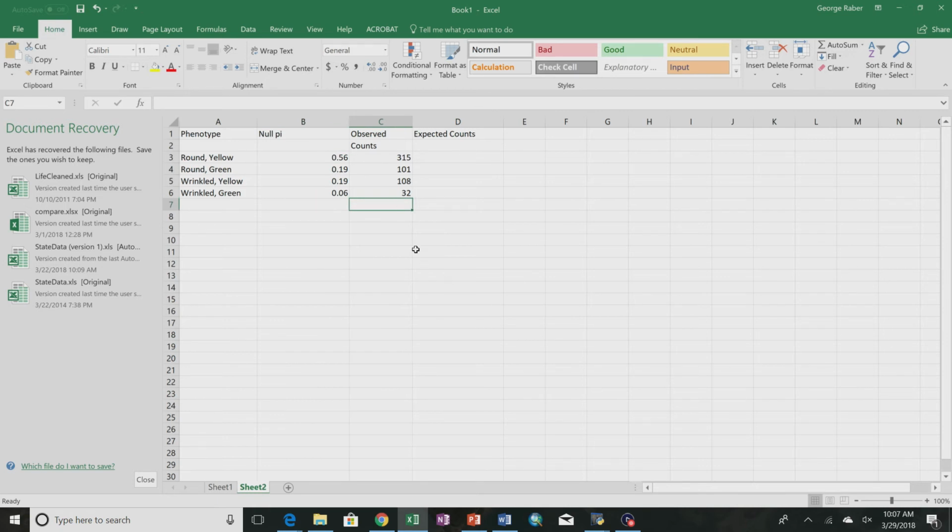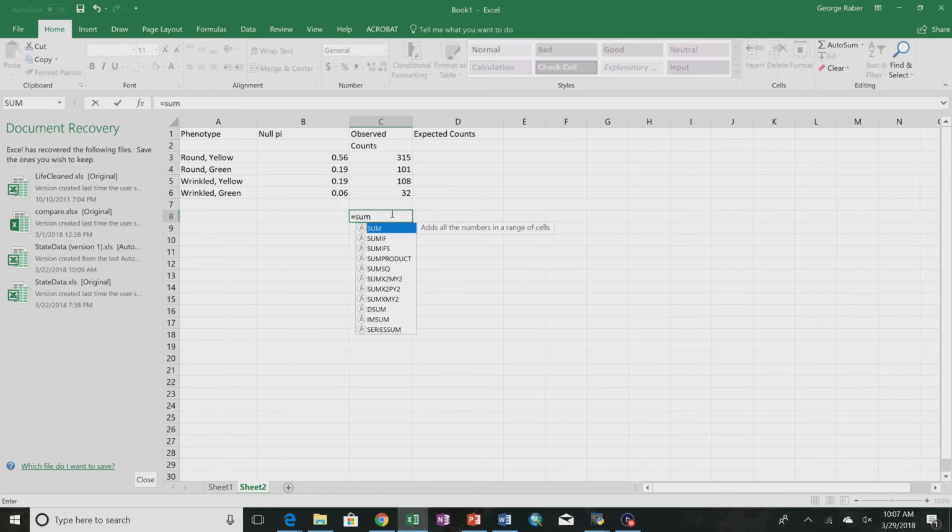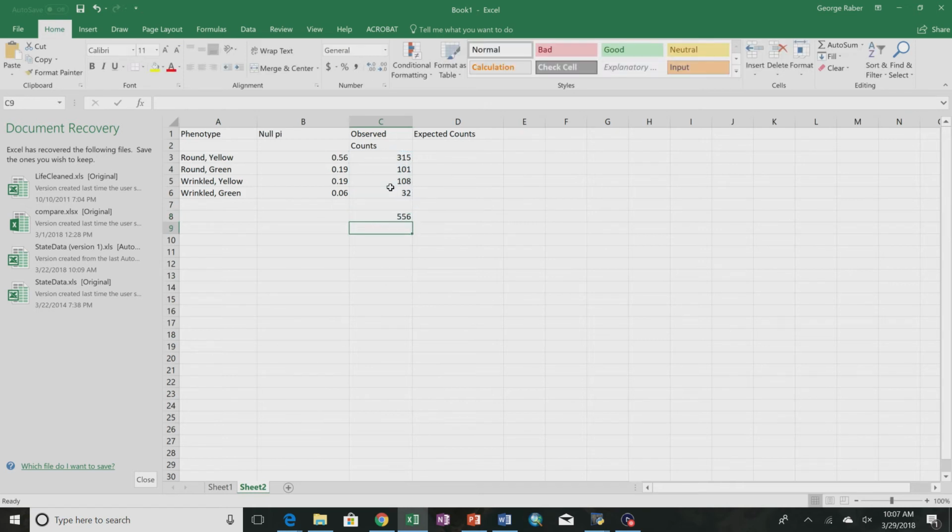So I'm gonna leave a space here. I'm gonna sum all of these values up. That'll give me a total. That's the total number of values. So what I want to do is place 56% of those values here, 19% here, 19% here, and 6% there. That's all I want to do.